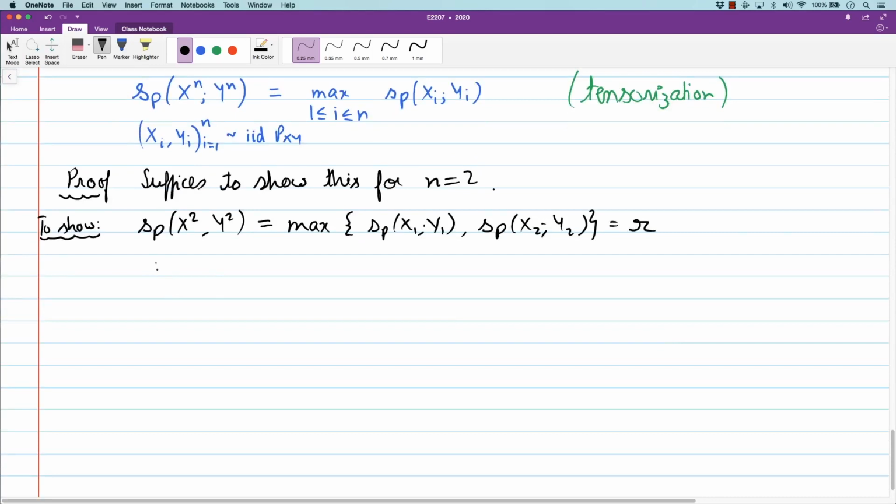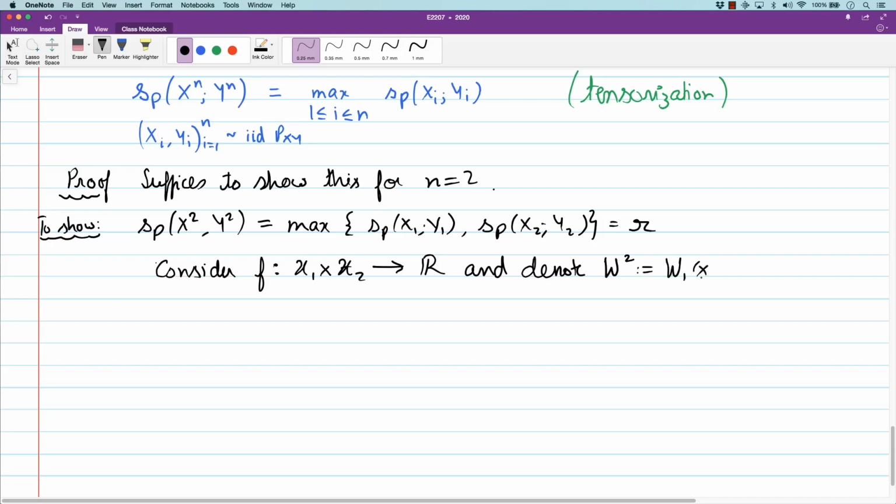So consider a function f from x1 cross x2 to R, and denote w2 equals w1 cross w2. So two channels applied independently. That's what this w2 is. It will be applied to the function f.